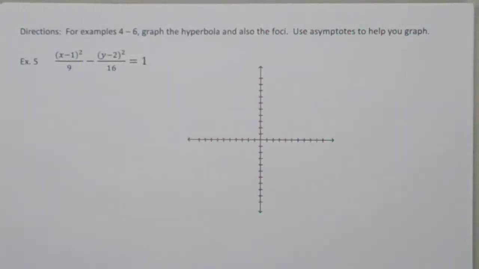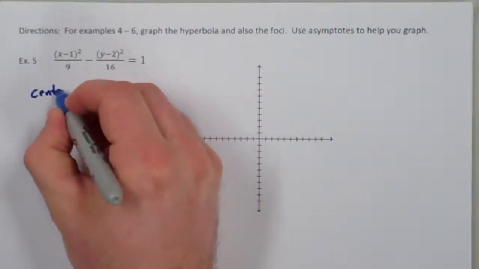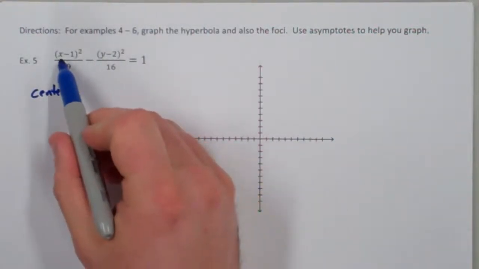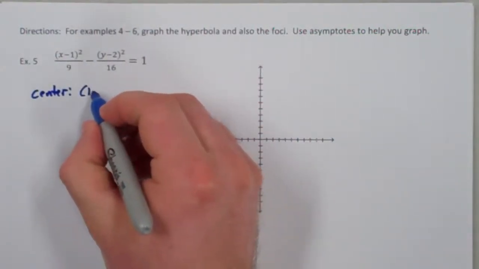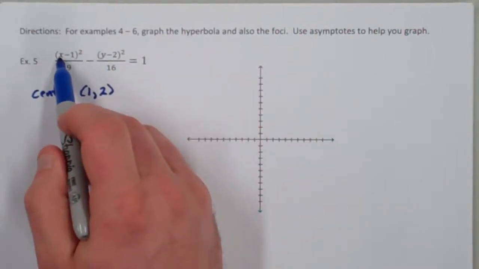Example 5, we've got another graphing one. Graph the hyperbola and also the foci, and use asymptotes to help graph. So let's figure out the center of this thing. The center is going to be, if we look at the x term, we've got a 1, and then the y term would be a 2. Remember to just do the opposite.